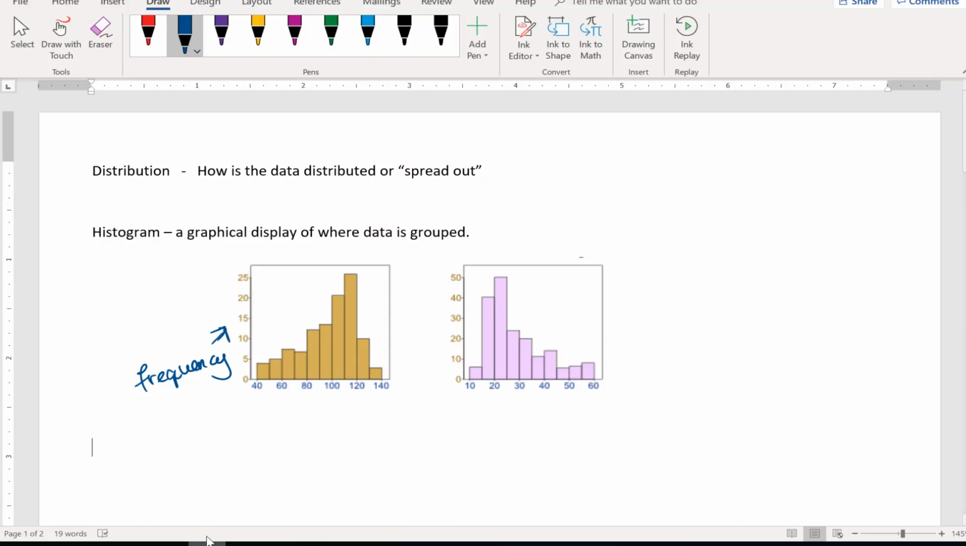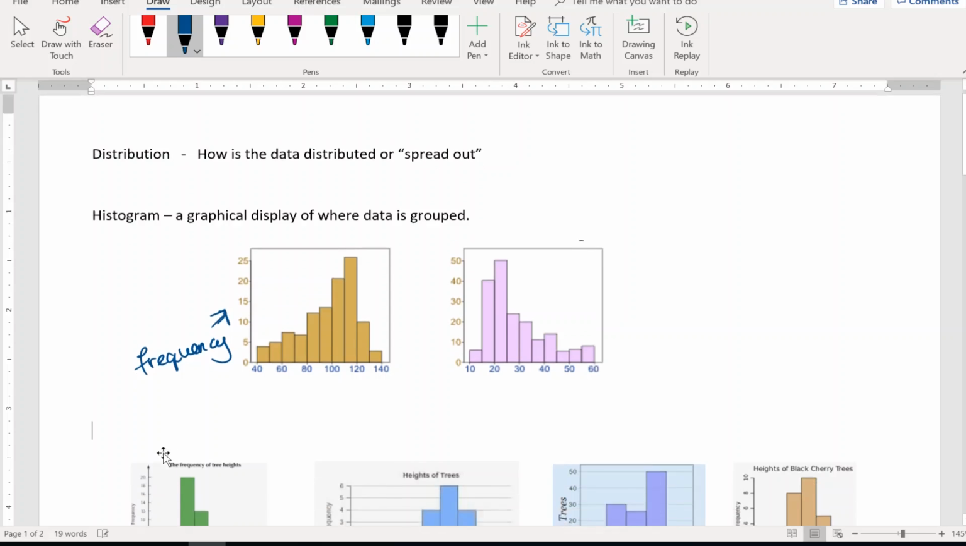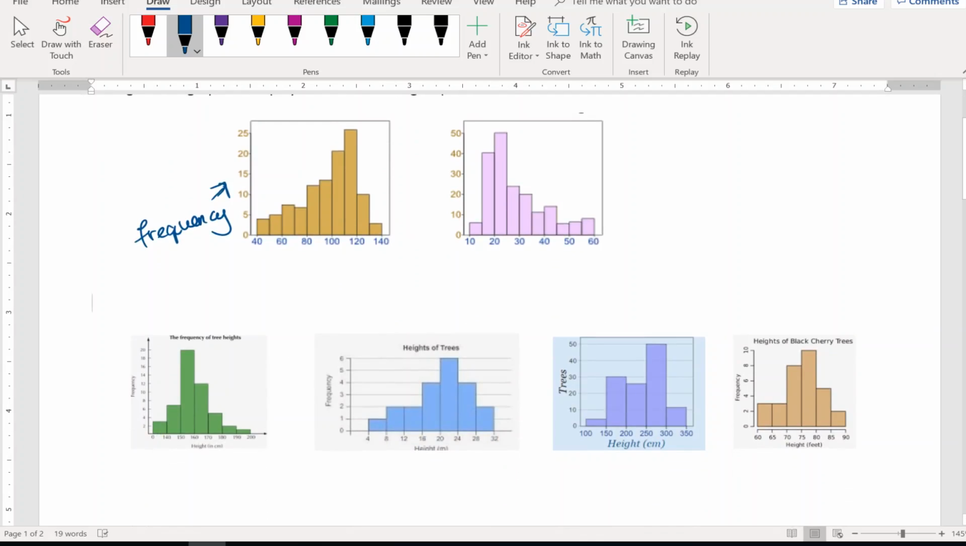And I've also copied a few histograms on the height of trees. So again, notice here we have the frequency, or the number of trees, on the vertical, and on the horizontal axis, this is the height of trees. These are all the heights of trees. So I'm going to call this example 1, example 2, and example 3 and 4.